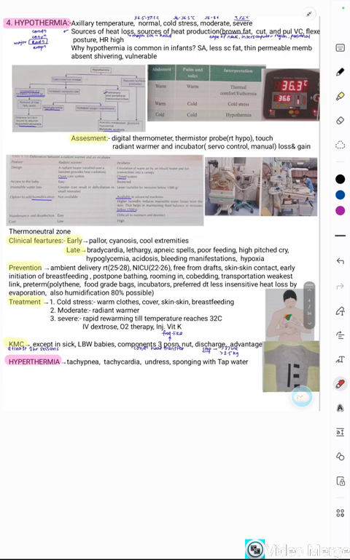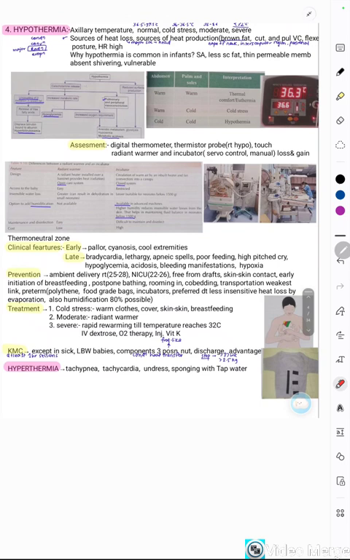Skin to skin contact should be allowed. Then early initiation of breastfeeding. Postpone the bathing. Rooming in of the child with the mother. Co-bedding. Transportation is the weakest link wherein highest chances of hypothermia are present. In case of preterm infant, wrap the preterm infant in a polythene bag or a food grade bag, or use incubators if they are available, because they lead to less insensible heat loss from the body through evaporation. Also, humidification option is available.